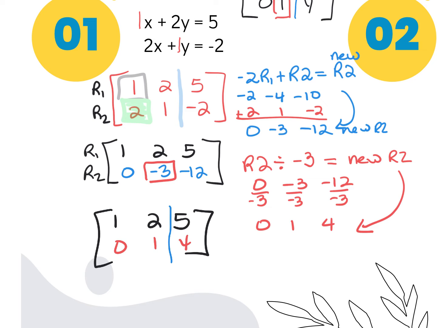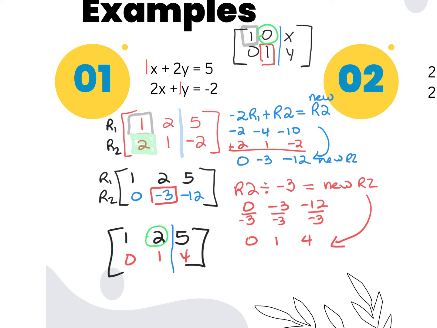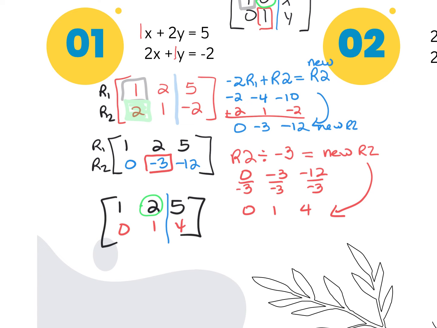I need to change this 2 so it's a 0. So now, in order to do that, remember we're going to add its opposite. And I'm going to use my row 2. So I'm taking row 2, I'm going to multiply it by -2, and then I'm going to add it to row 1. This will give me my new row 1.